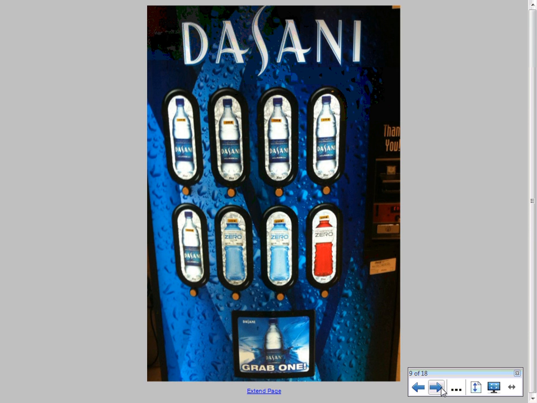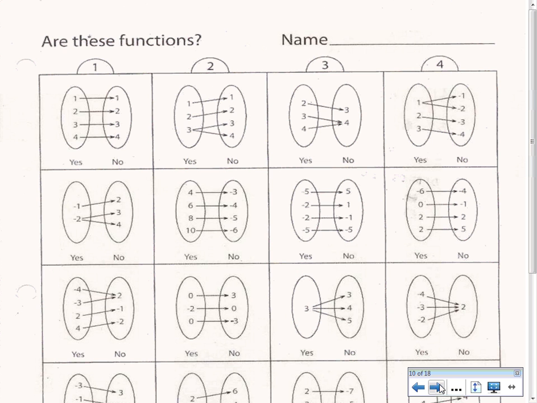Okay? So here's an example where we got the Dasani machine. You got all sorts of waters, but it is a function because it doesn't matter which button you press, you know you got to get what you're going to get. It's not like sometimes you press the blue 0 button and all of a sudden you get out something totally different. Just think about numbers.